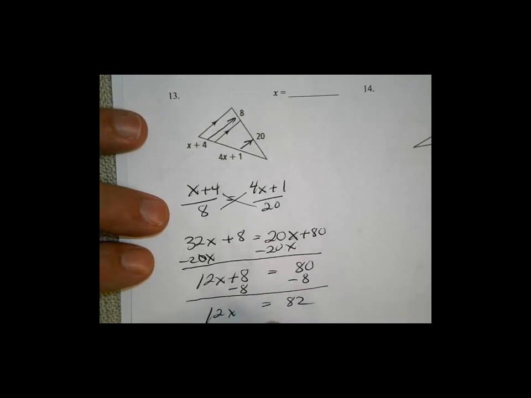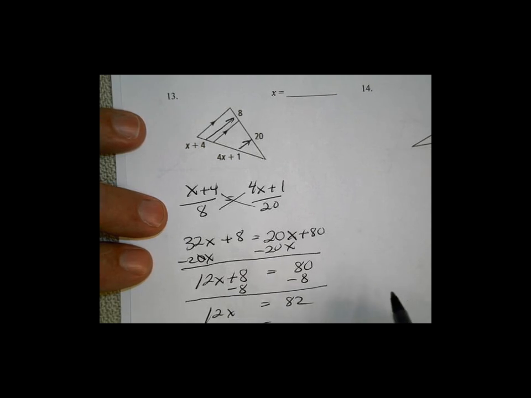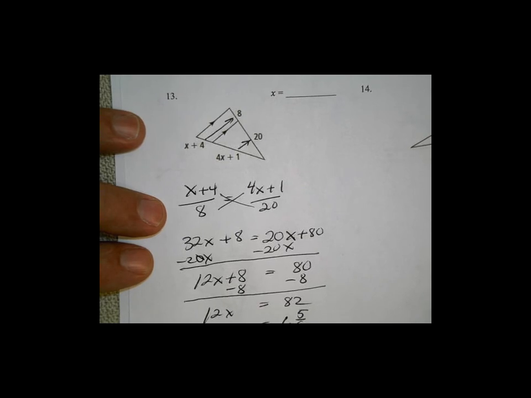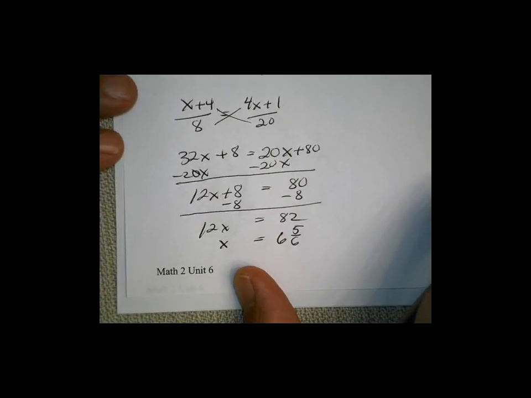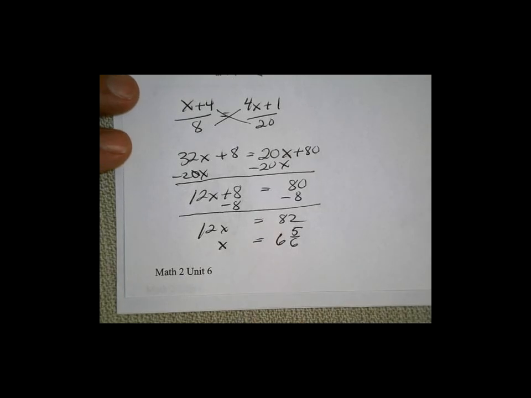And divide both sides by 12, I get x equals, let's see, 12 times 6 is 72, so it looks like 6, and we got 10 left over, so it's 6 and 5/6. Okay, all right, let me move that up for you a little bit. Okay, and that is Math 2, Unit 6.3, Odd Problems.